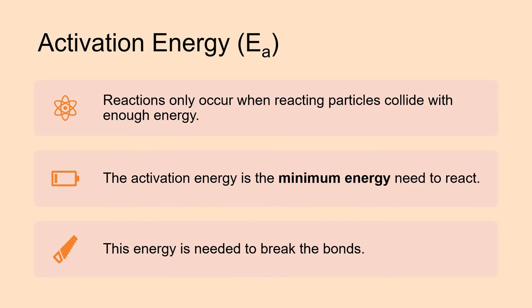So, the activation energy. Reactions only occur when the reacting particles collide with enough energy to react, and it is this energy called the activation energy, which is the minimum amount of energy needed to react. So if particles collide with less than this energy, they will not react. This energy is needed to break the bonds in the reactants so that atoms can rearrange and make the products. And this energy is what was shown in those blue arrows on those reaction profile diagrams.